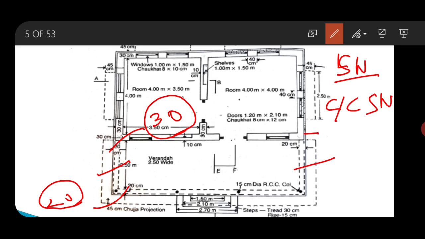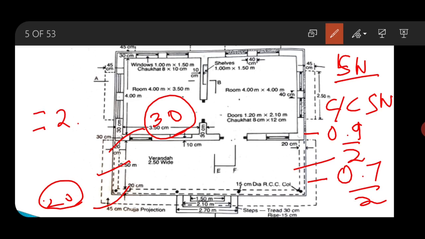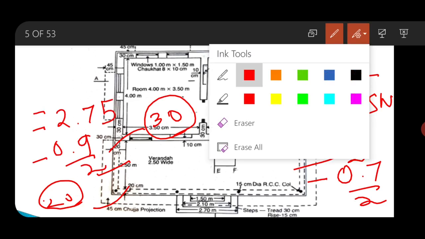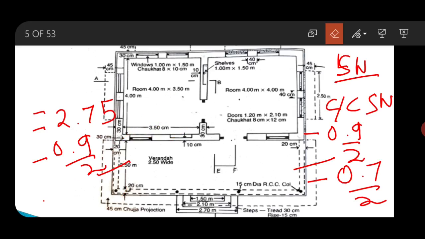length of the short wall, we have to subtract half of the excavation width of the 30 centimeter wall, that is 0.9 by 2. And from the other side, we have to subtract half of the width of excavation for the 20 centimeter wall, that is 0.7 by 2. So 2.75 is the center to center length of the short wall. From that, minus 0.9 by 2, minus 0.7 by 2. Clear? Which is equal to 1.95. So this is the length of the veranda short wall.